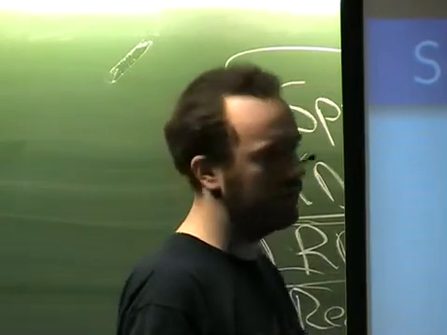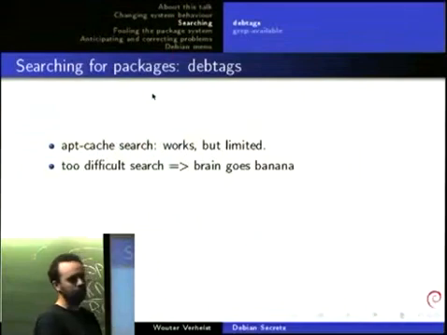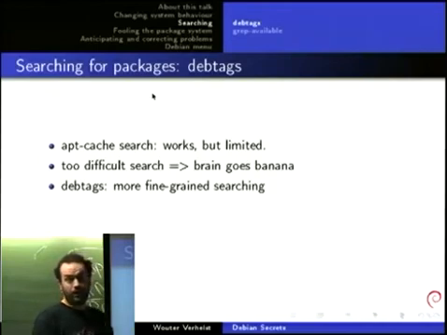You can also have a very complex search, which would give you a lot of results. Again, Enrico, who, by the way, wrote debtags, likes to say that once you get beyond 15 or 20 results, your brain goes banana because it just can't keep up. So the idea of debtags is to structure that a bit more. You have more fine-grained searching where every package gets a tag, or multiple tags actually. You can have tags about what languages it's implemented in, what user interface it's using, what kind of package it is, what it tries to do, and stuff like that. On average, packages usually have about 10 to 15 tags, so there's lots of properties you can search for.